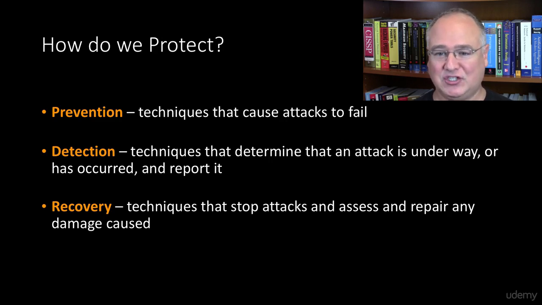What are the things we do to protect a system and a network and our data from access? First of all, prevention is just putting in place techniques that cause attacks to fail. So a good firewall will block a portion of attacks. Good antivirus will block another portion of attacks.